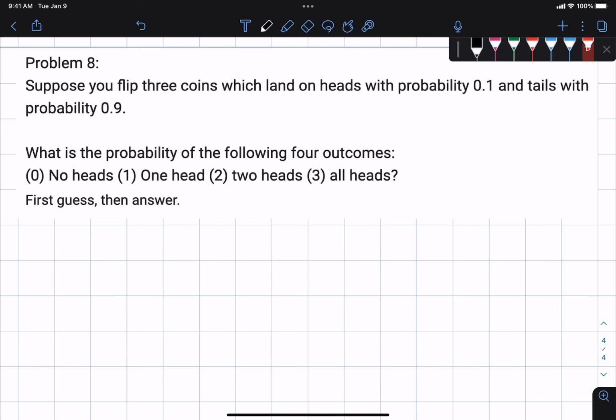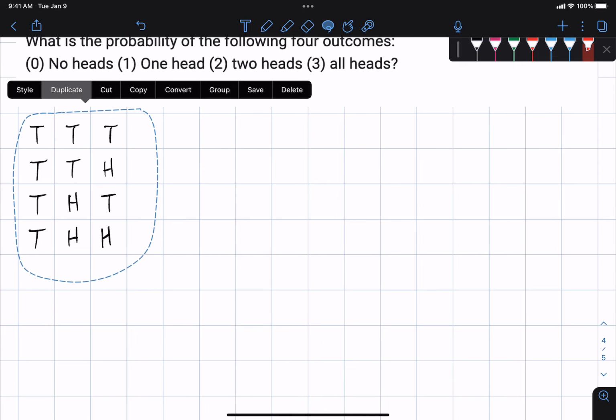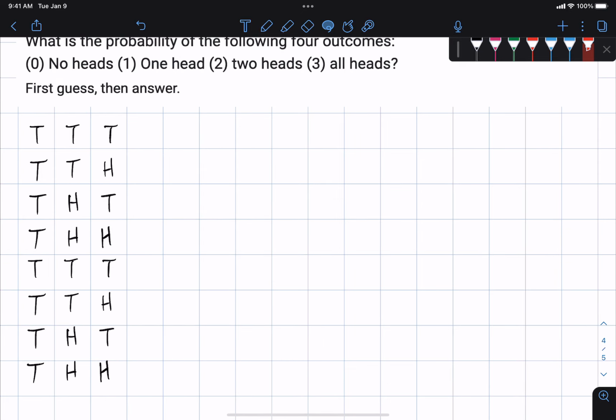We could get all tails, or we could get tails, tails, heads, or we could get tails, heads, tails, or we could get tails, heads, heads, or we could get all of these options here, with the only change being that all of these tails also are heads. Okay, those are our 8 options.